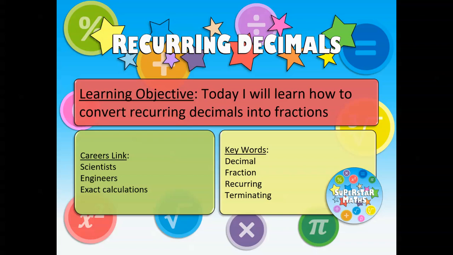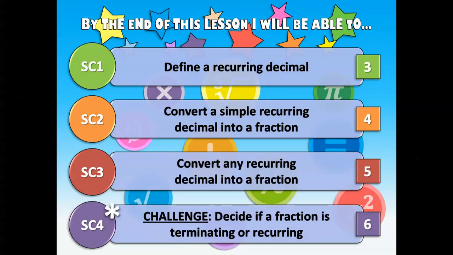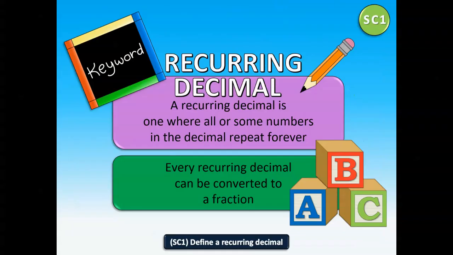Hi guys, welcome back. Today we are going to learn to convert recurring decimals into fractions. We've got 4 success criteria, and the first one is to define a recurring decimal. So a recurring decimal is one where all or some of the numbers in the decimal repeat forever. Every recurring decimal can be converted into a fraction.